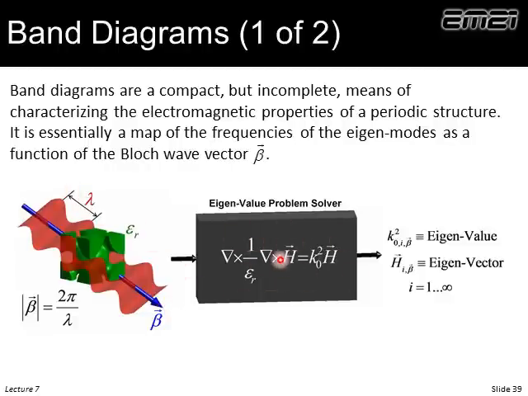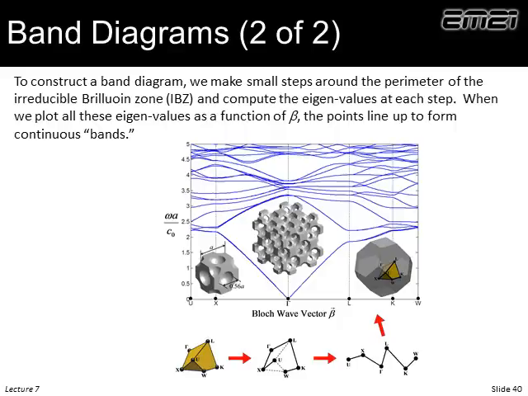Well, our solver turns the crank, and out comes a whole list of answers. Our eigenvectors show us pictures of the fields. Our eigenvalues tell us the frequencies, and we get a list. Our solver says, oh, that happens at this frequency, and this frequency, and this frequency, and this frequency. So what we do, given that information, is we iterate through all of the Bloch wave vectors marching around the perimeter of the Brillouin zone.